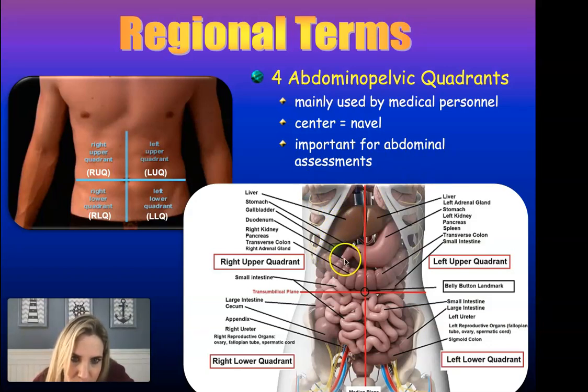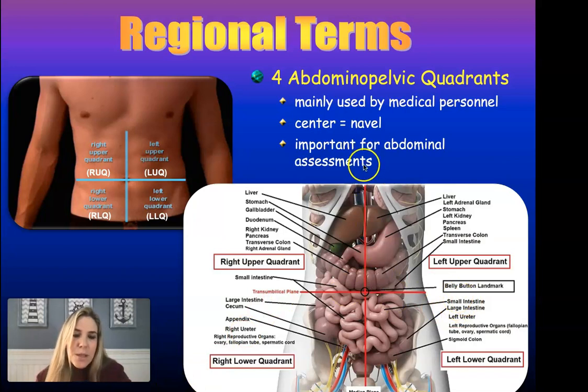Duodenum is just the beginning of the small intestine. Right kidney, which is deep, so it's hard to see here. Pancreas, which is also deep, and a right adrenal gland, which sits on top of the kidney. So that's what you'll find in the right upper quadrant.